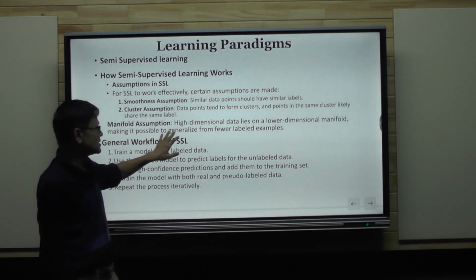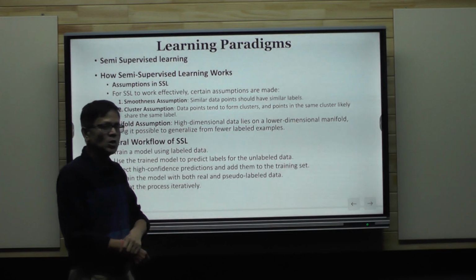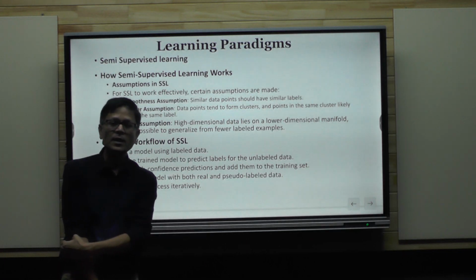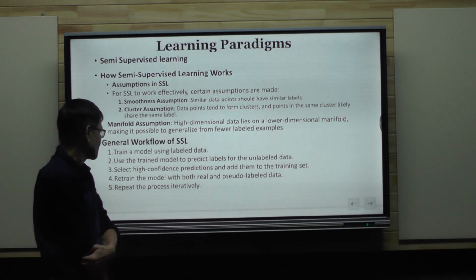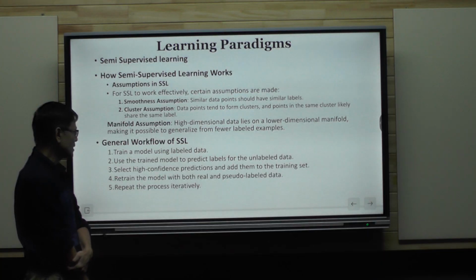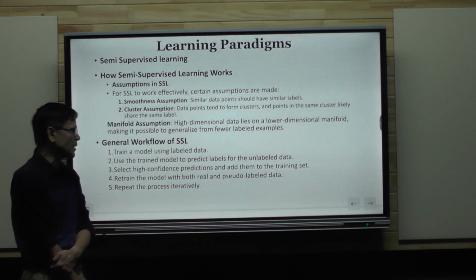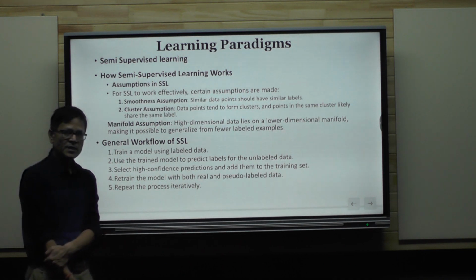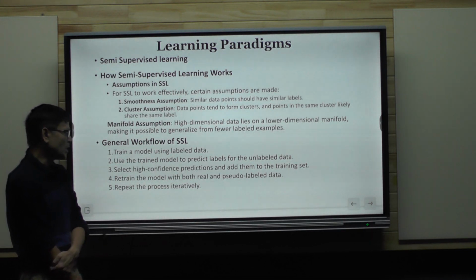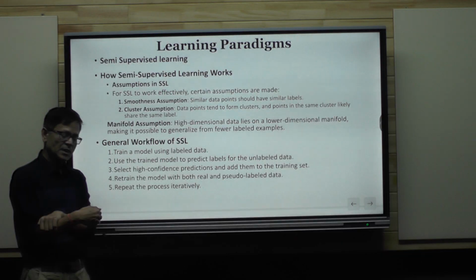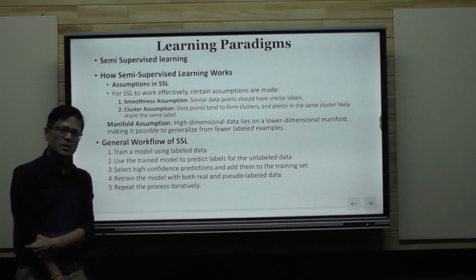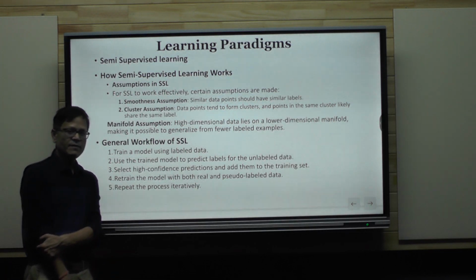And there is the manifold assumption, that is, high dimensional data lies on lower dimensional manifolds, making it possible to generalize from fewer labeled samples. So the general workflow of SSL is: train a model using the labeled data. Use the trained model to predict the labels of unlabeled data. Select high confident predictions and add them to the training set. Retrain the model, that means once you have added the labeled data, retrain again with both real and pseudo-labeled data. Repeat the process iteratively.